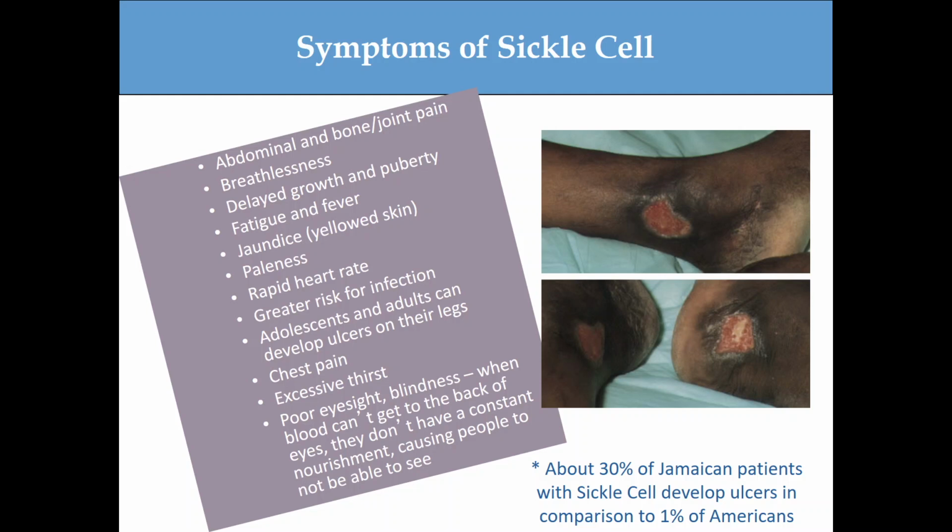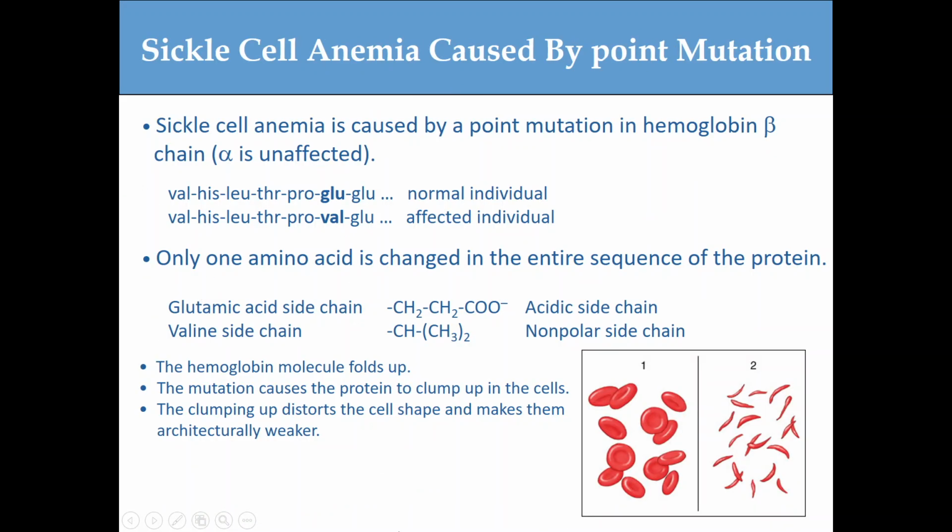Now, if you look into even the percentage, if I tell you 30% of Jamaican patients with sickle cell develop ulcers, compared to 1% of other patients. The whole idea here is that there's a genetic component, mostly. You can see that because we have a mutation in one of the amino acids, as you'll see. So there's a point mutation, but it gets inherited and passed.